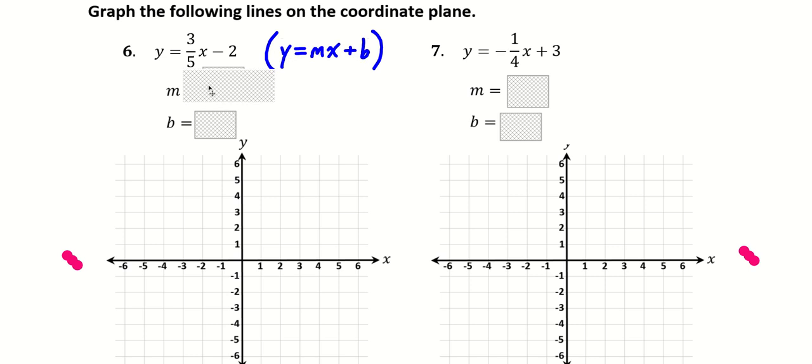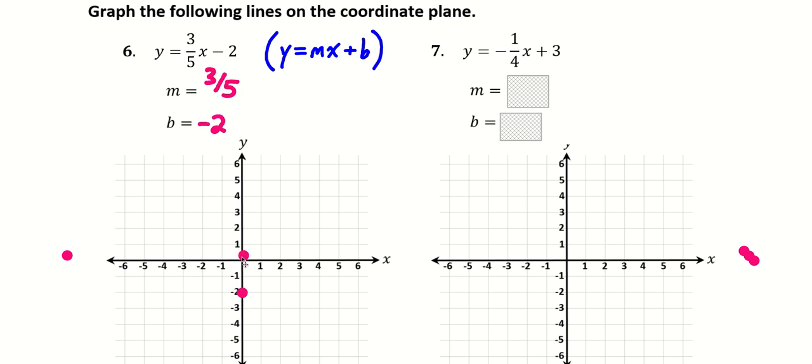Graph the following lines. Remember, when your linear equation is already written in that form, you can just point out that your m is 3/5 and your b is -2. Remember, your b represents your y-intercept.